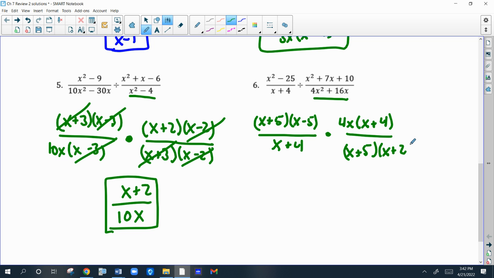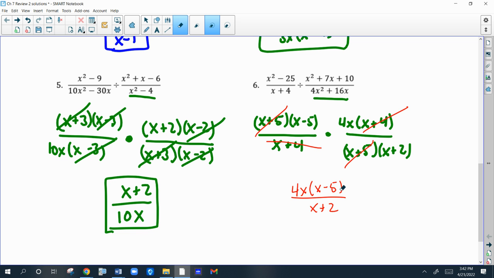I have everything factored. Now I am ready to cancel. This x plus 5 with this x plus 5. This x plus 4 with this x plus 4. I think I've got everything. So up top, I'm left with 4x times x minus 5. And on the bottom, I have an x plus 2. Let me just do a quick erase here, make this 5 look a little better.